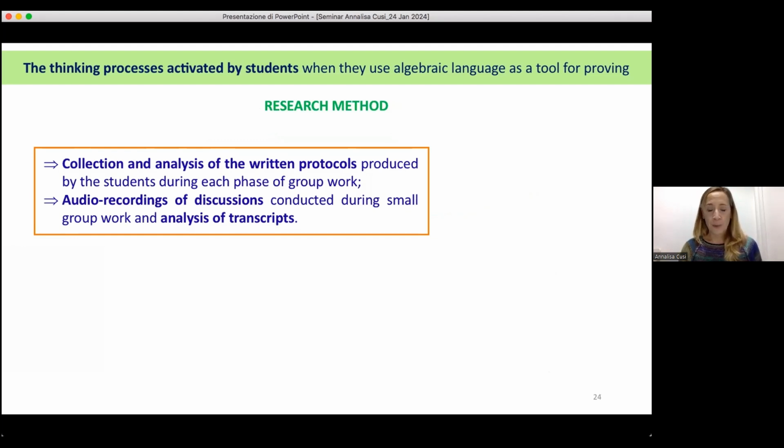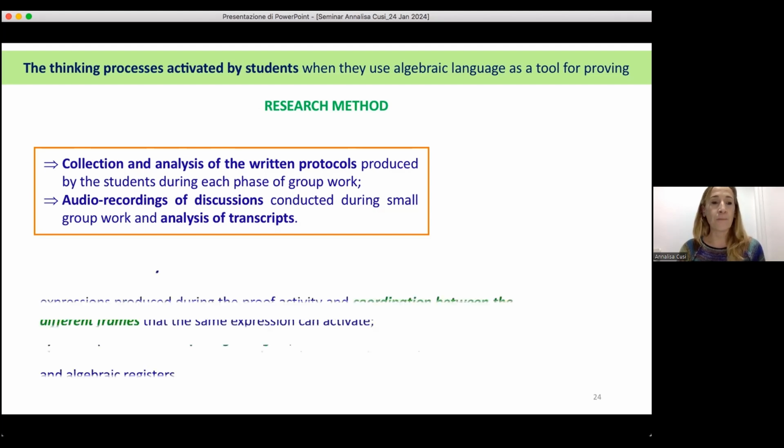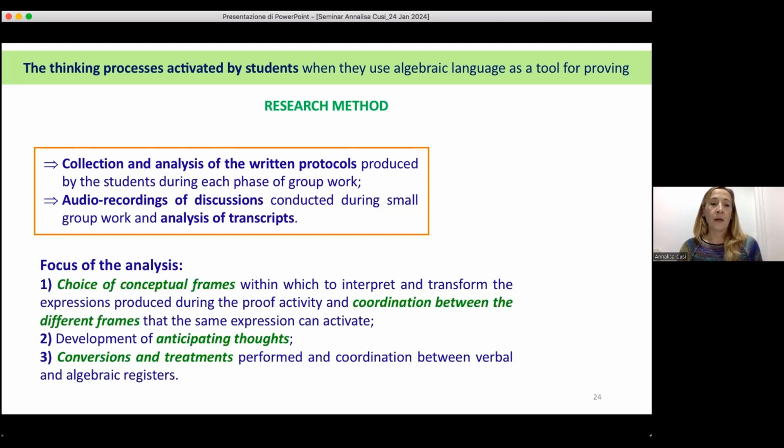During the teaching experiment, I collected all the written protocols produced by the groups of students during all the phases of the didactical path. And I audio recorded the discussions conducted by students working in small groups and transcribed them. And I analyzed both the written protocols and the transcripts of these discussions. In particular, the focus of the analysis were these elements related to the framework that I've just introduced.